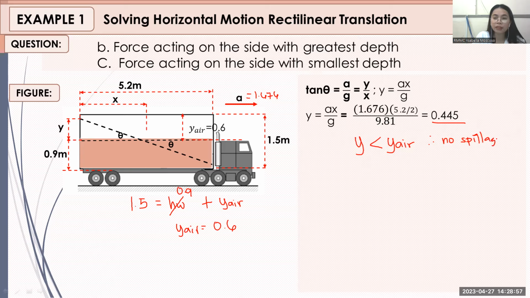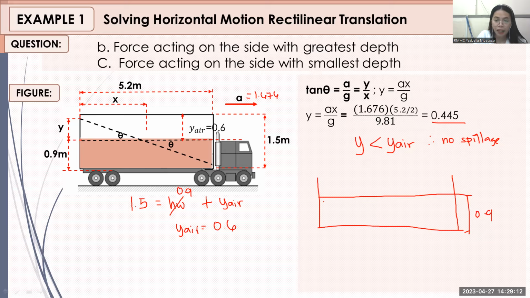If your y is lesser than your y air, therefore, there is no spillage. Bakit there is no spillage? Kasi hindi pa umabot yung tubig ninyo para lumabas siya sa vessel. Paano? Hindi nyo naintindihan yun? Ganito lang. No? This is the original height of your water, which is 0.9. Ang height ng inyong vessel is 1.5. Ang height ng air ninyo is 0.6. And because of the acceleration na 1.676, nagkaroon ng reverse effective force, yung tubig ninyo is gumalaw. Tama ba?